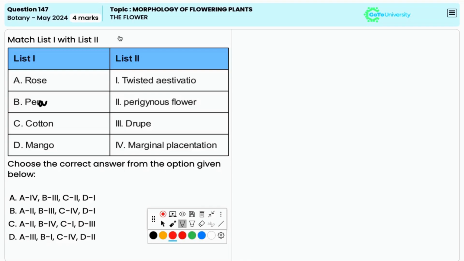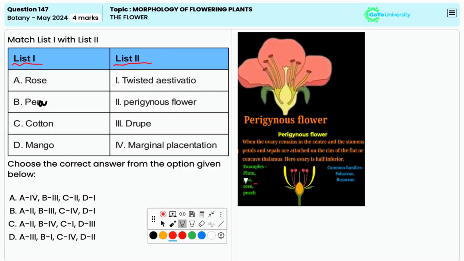In this question, you have to match the items given in list 1 with those in list 2. Now, in roses, the ovary is partially embedded in the receptacle, which is a characteristic of perigynous flowers. Thus, A matches with 2.